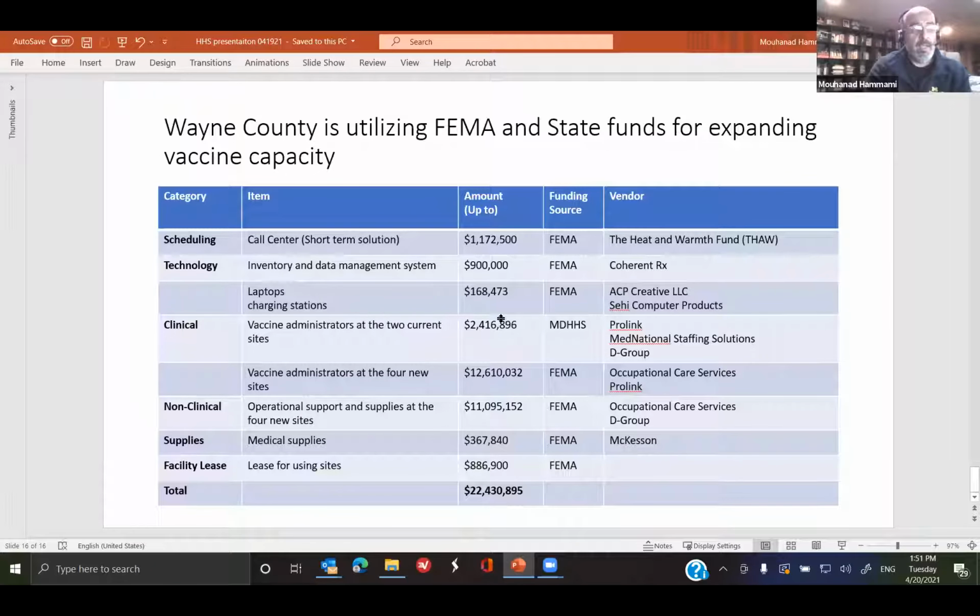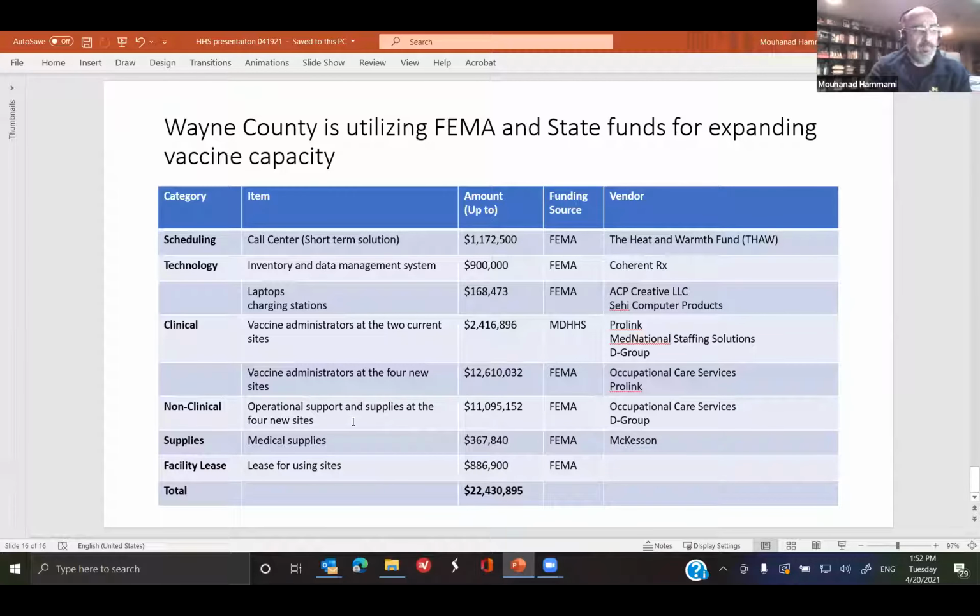Up to 2.5 million. This is a grant that we got from the Michigan Department of Health and Human Services, and we have sought 3 different vendors that are going to provide nurses and vaccine administrators at our 2 current sites to reach that capacity. However, we also need vaccine administrators at our 4 new sites, and again, we are using up to $12 million of the FEMA funds through 2 vendors that are providing the nurses that are needed.